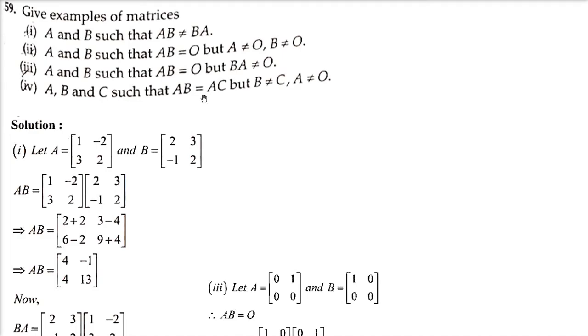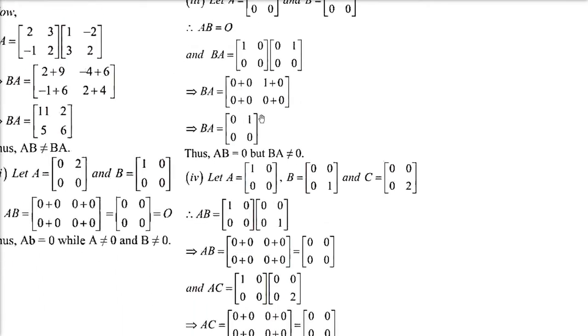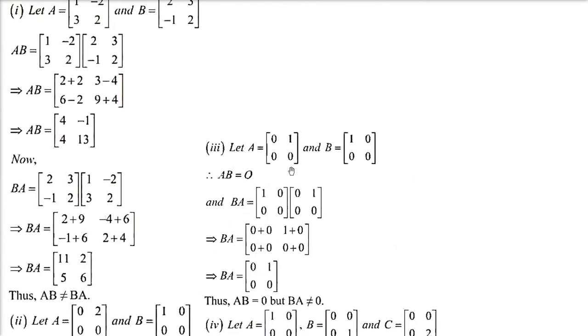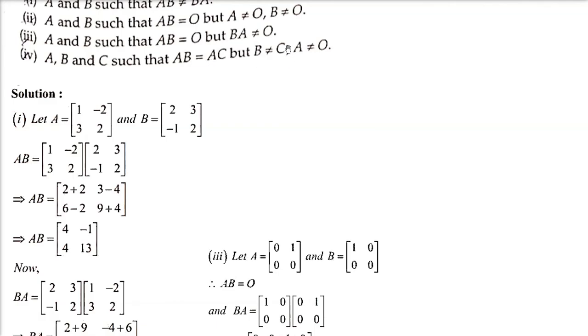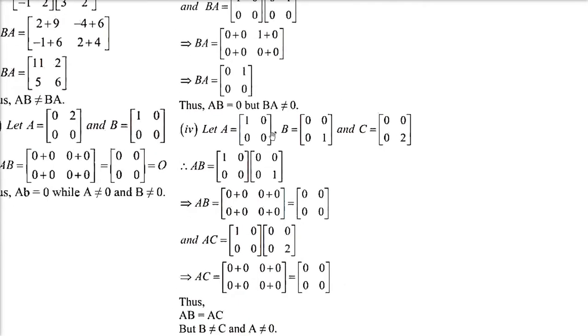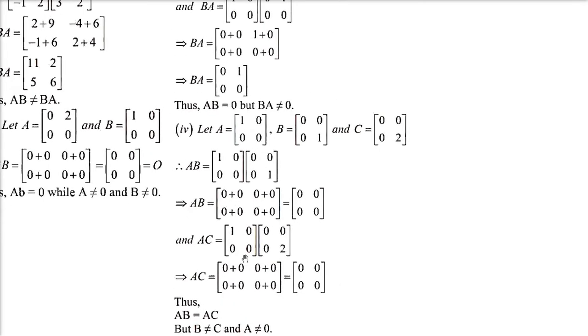Coming to the fourth one, A, B, C such that AB is equal to AC, but B should not be equal to C and A should not be equal to 0, null matrix. So you have this A, B, C. Now A is this, B is this, and C is this. Now you see, A we have kept like that, that is the first row, first column. The B and C, the second row and the last column, that is second row and the second column, we have placed certain values. One here, two here, just to make sure B is not equal to C because it is given in the question. But since we have made B and C such that it will always give you A into B or A into C as 0, and B and C are not equal, one place we have put 1 and one other place we have put 2. So this is how it goes.